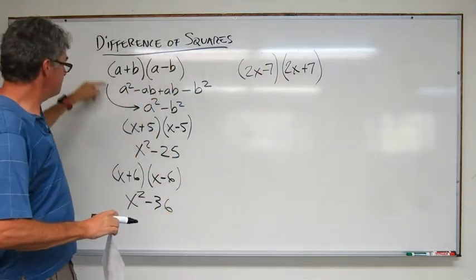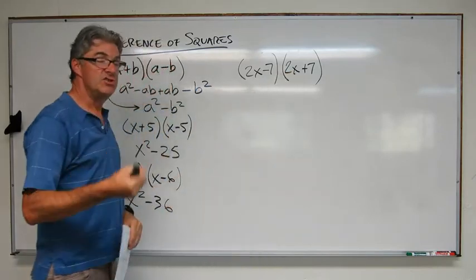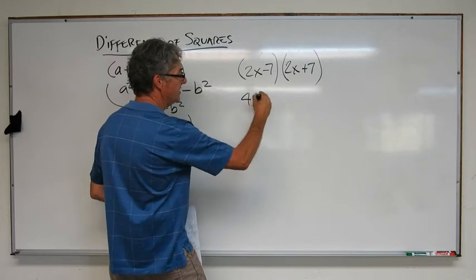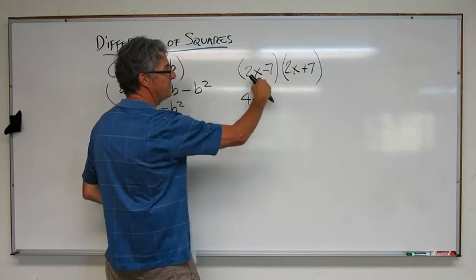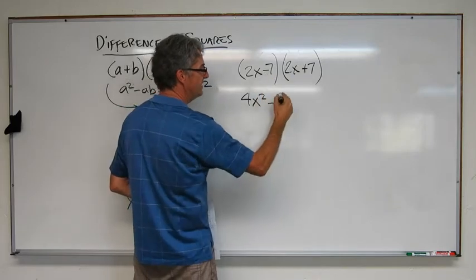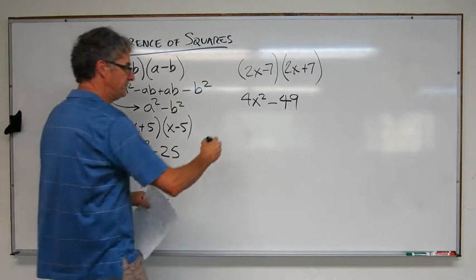So to use this pattern, I'm going to square the first thing. 2x times 2x gets me 4x squared. I multiply the numbers by the numbers and the x's by the x's. And then this is going to be 7 times 7, but negative, so minus 49. Okay, try this one.